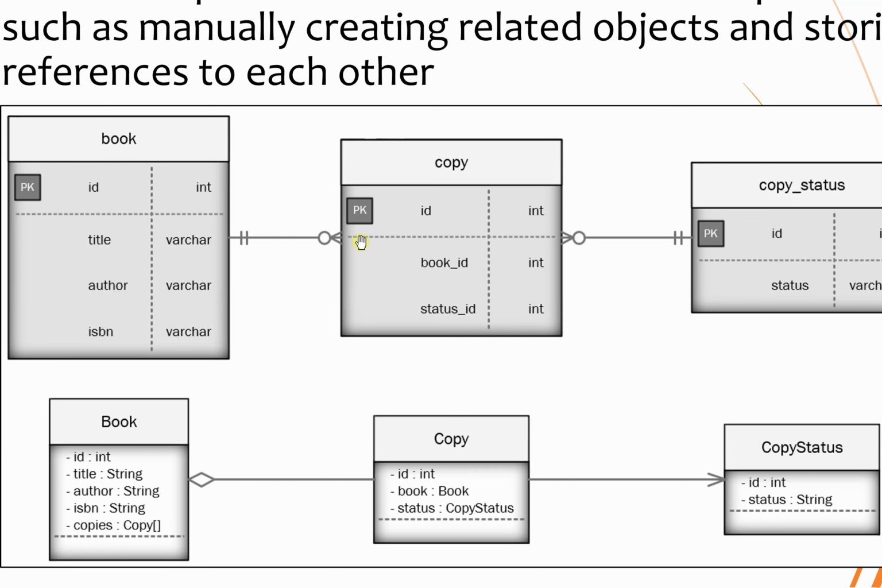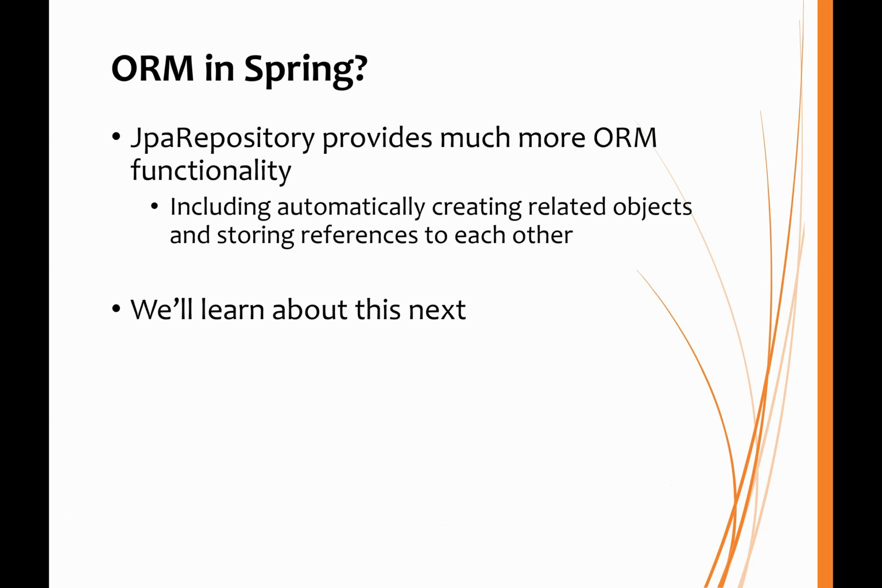So the book has a one-to-many relationship with copy in the database, and a book has a collection of many copies. Also, the copy has a single reference to a copy status, because we can see here that a copy has one and exactly one copy status. And in our object model, we choose not to hold a collection of copy objects in copy status because there's no need for it in our application. So the conversion between relational data and object-oriented data has got to be done manually. Now, if we were to use a JPA repository instead of a CRUD repository, it would provide much more of the object relational mapping functionality that we need, including automatically creating related objects and storing references to each other. And that's what we're going to look at next.